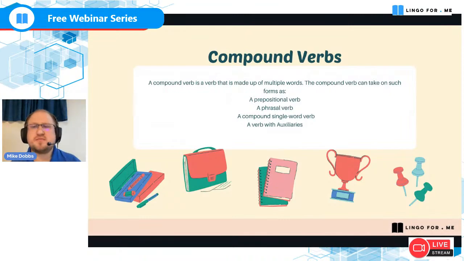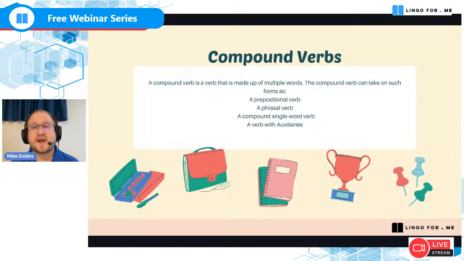All right, so we talked about the three types of compound word forms. We went over compound nouns, and now we're going to talk about compound verbs. A compound verb is a verb that is made up of multiple words, and the compound verb can take on such a form. There are four types of compound verbs, and we'll talk about these a little bit more. So a prepositional verb can be a compound verb.